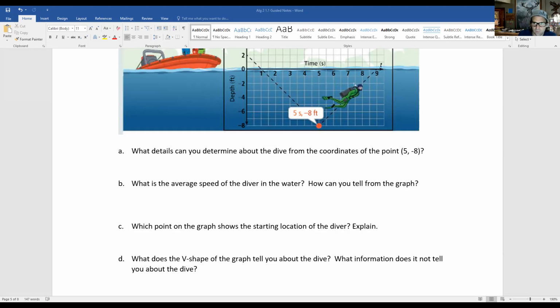Okay, what point of the graph, change my color here, a little purple. What point of the graph shows the starting location of the diver? Well, I would say the starting location is here at 0, 2. And explain? Well, we can say she starts above the water. Right? She starts above the water, 2 feet.